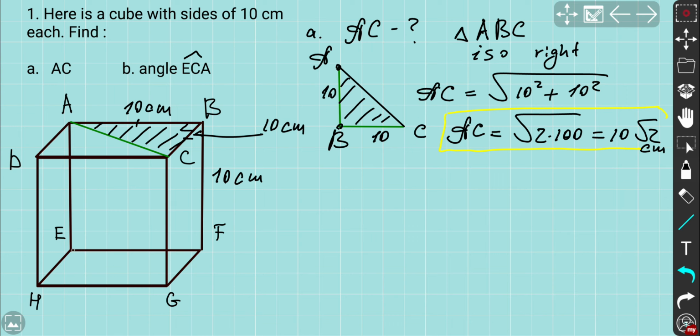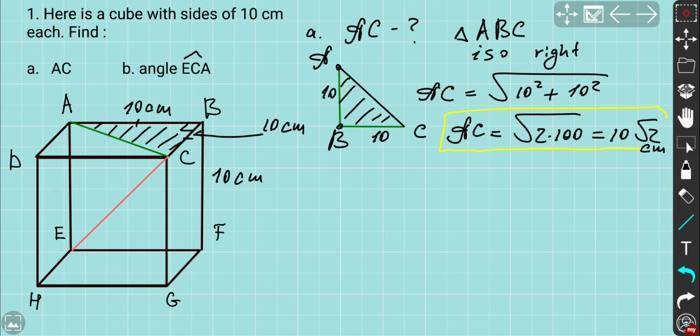I'm going to connect vertices E and C. Okay, so what is actually the angle ECA? Basically, this is the angle between the EC line and the base. If you consider base ABCD as the top base, EC will have a projection AC on the base.